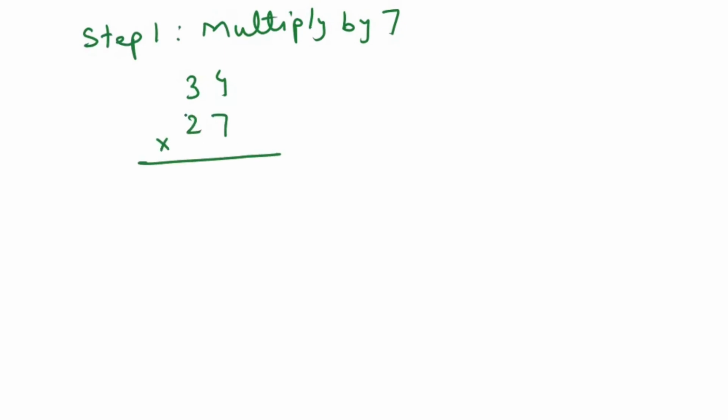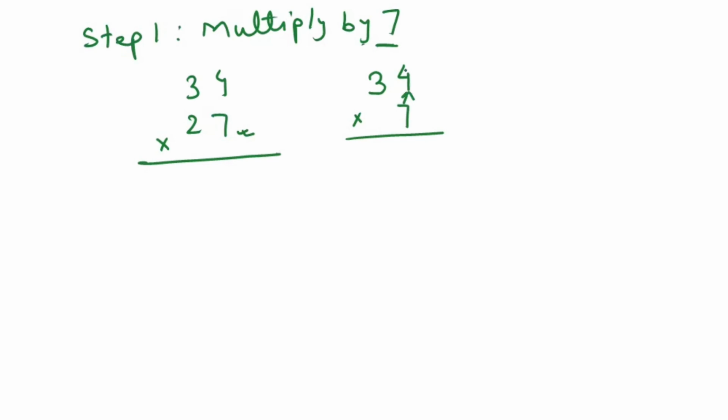Step 1 is multiply by 7. 34 times 27. So what we have to do? First step, we have to multiply by 7. Here is the 7. So how will we multiply? I'm just writing here to explain to you. You have to multiply with 7. 34 is multiplying with 7.